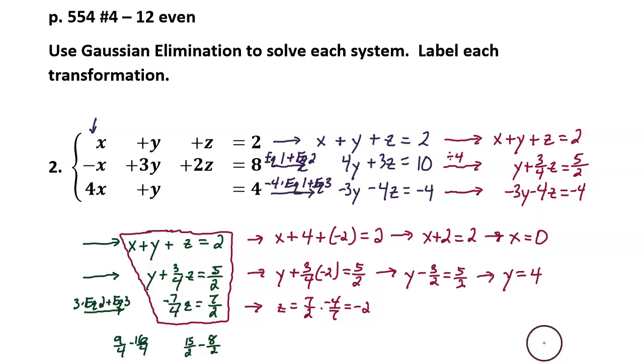We can take all three of these answers and write them in parentheses. This is called an ordered triple. Write them in alphabetical order. x is first, then the y, then the z. It's a good idea to check this answer using substitution because Gaussian elimination has so many steps, we could have messed up anywhere along the way.